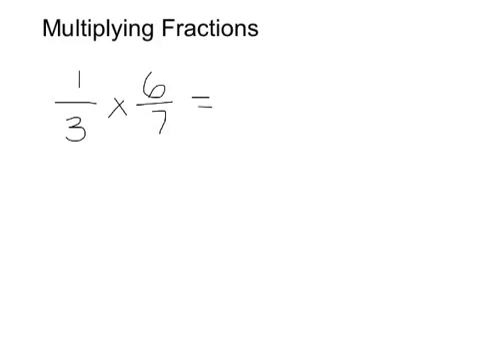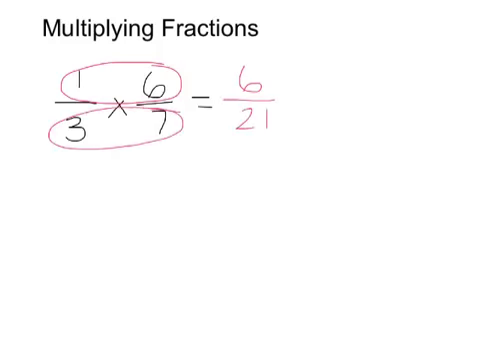Basically one method is just to multiply across the top, and I get 6. Multiply across the bottom, 3 times 7 is 21, so I get 6 over 21. And then just remember I need to reduce. So they're both divisible by 3, so I end up with an answer of 2/7.